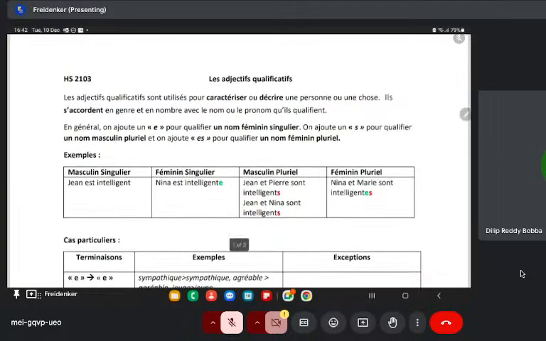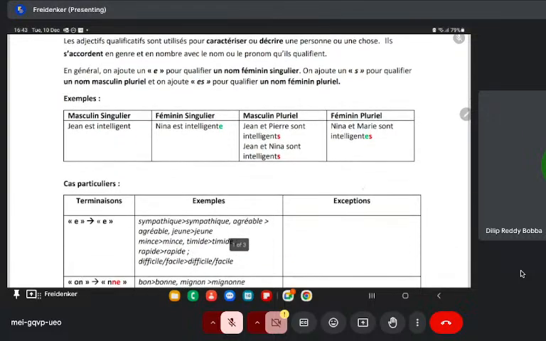Intelligent is intelligent. So Jean est intelligent. If it's female, an extra e will come. So Nina est intelligente. If we are talking about plural, then you will get an S. Masculine plural, you'll get an S. Even if you have boys and girls mixed, you have to consider it as masculine plural. For example, Jean et Nina sont intelligents. You won't get an E here because a mixture of boys and girls is considered masculine plural. But if it is exclusively feminine plural, you'll get an E and also an S. So, Nina et Marie sont intelligentes.